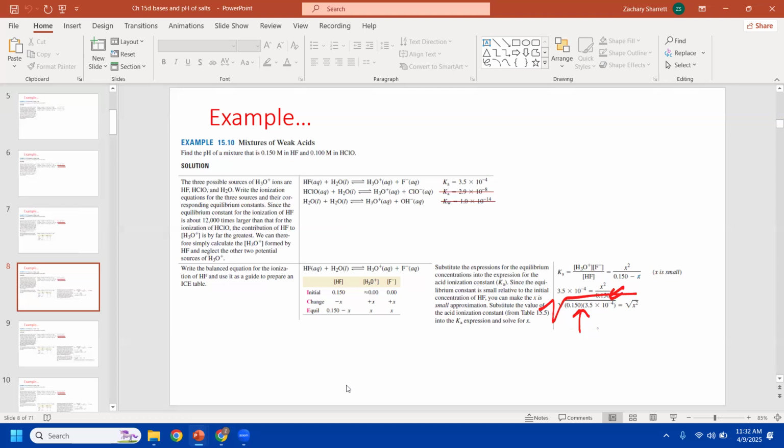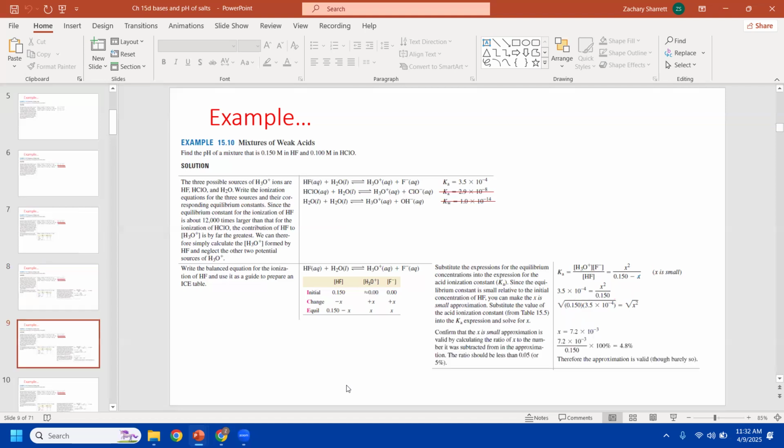Okay? So we solved that this is going to have an x value of 7.2 times 10 to the negative 3. We divide that by the initial concentration for the 5% check. Was this approximation valid, Kayla? Just barely, right? So we could say that if we were just finding the percent ionization of this acid, it would be 4.8% ionization. It also tells us that it's less than the 5% check. So our approximation is valid, though barely so.